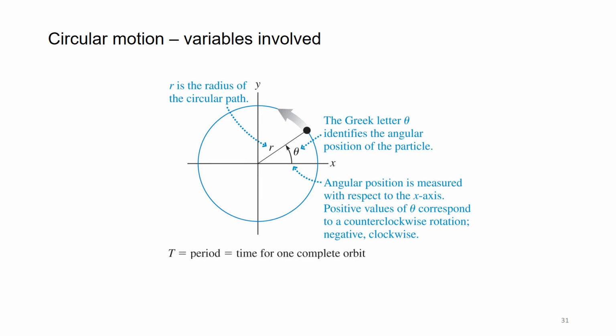Then we have the period. As we defined earlier, period is the time to complete one orbit, one full cycle. And then we also discussed frequency. Frequency is the inverse of the period. So frequency tells you how many cycles the object completes in 1 second.